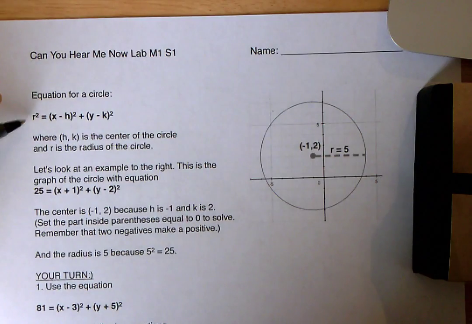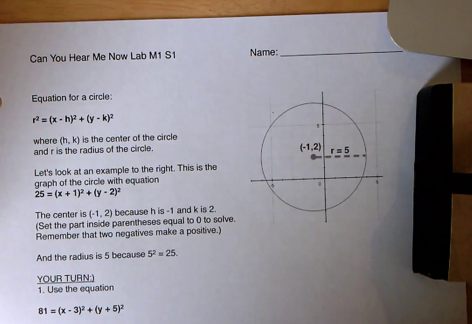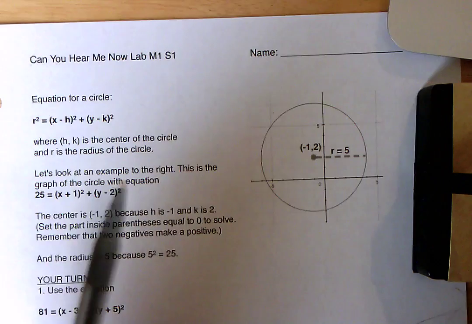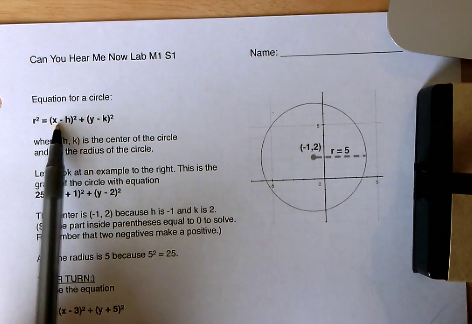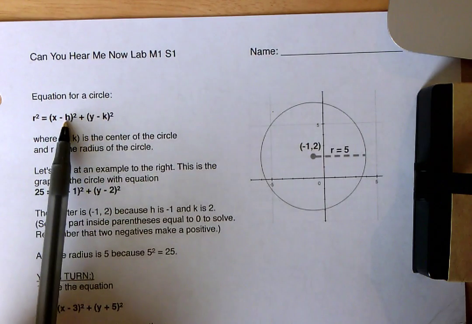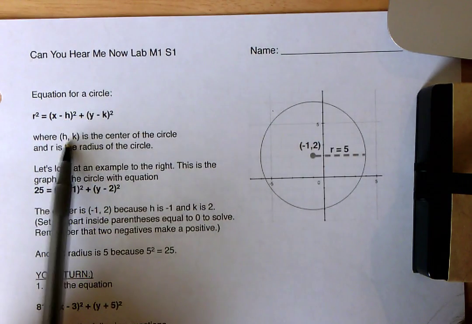And here I have your equation for your circle. Sometimes you see the r squared on the other side, but that's okay. This is the radius squared. And then in here, you've got your x minus h squared and y minus k squared, where the h value and the k value, that's your center of your circle.